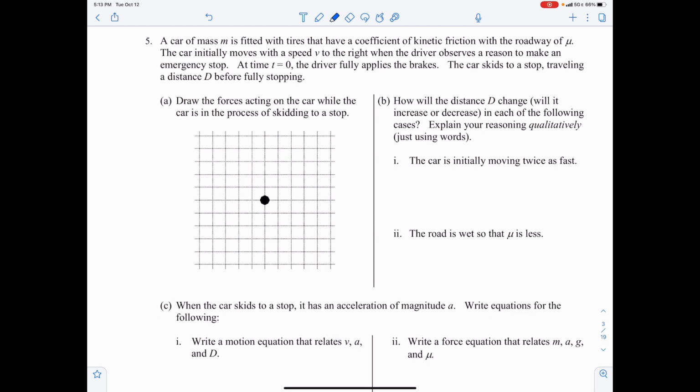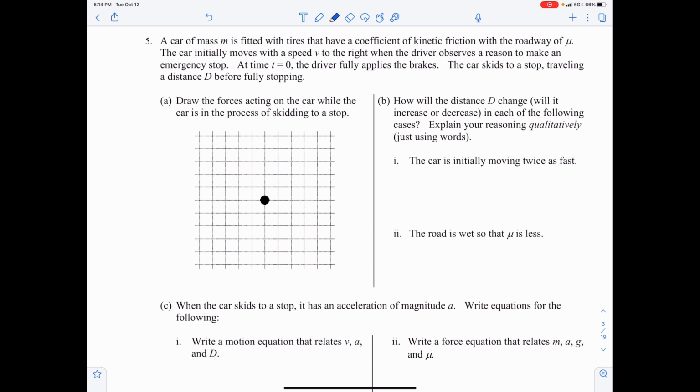Number 5. A car of mass m is fitted with tires that have a coefficient of kinetic friction with the roadway of mu. The car initially moves with speed v to the right. Now, since they're calling it speed v, that initial speed usually was called v naught. But this is where you need to pay attention to the variables given in a problem. They are actively telling us to make that initial speed letter v. So we have to oblige with that. But anyway, normally we would call it v naught. The car initially moves with speed v to the right when the driver observes a reason to make an emergency stop. At time equals 0, the driver fully applies the brakes. The car skids to a stop, traveling a distance d before fully stopping.